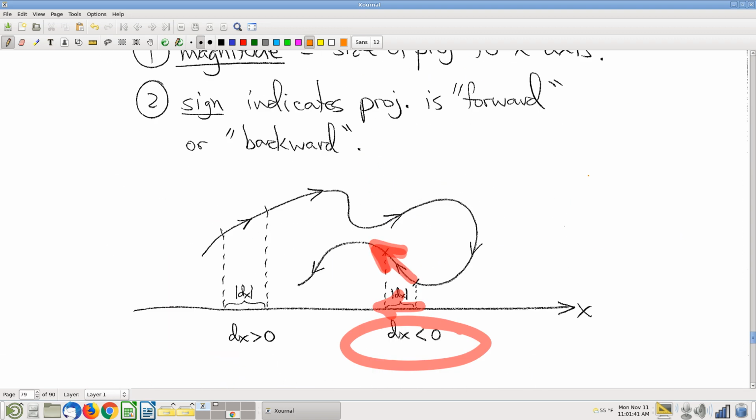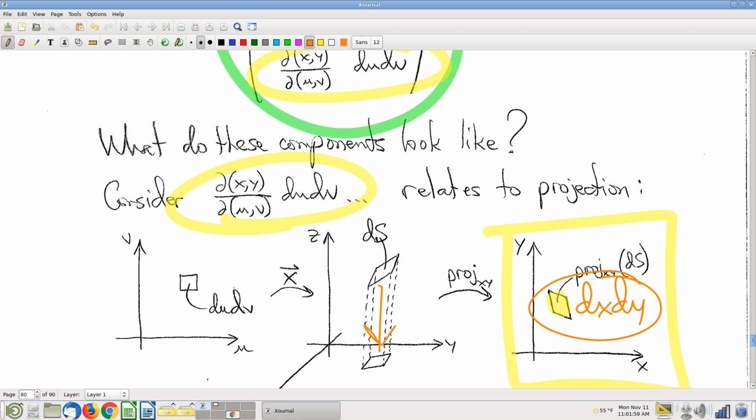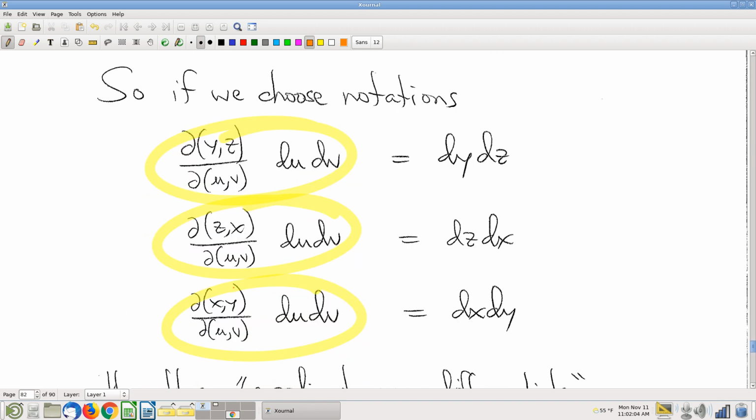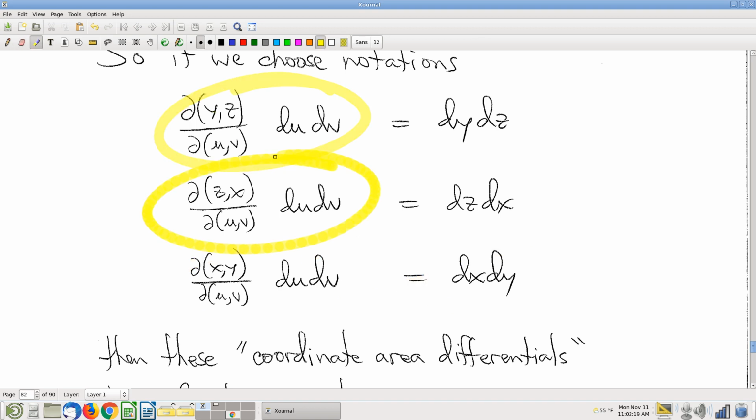Just like here, what are we going to call the oriented little projection there? Well, it's a piece of the x-axis, so how about we call it dx? Likewise, this thing here is a piece of the xy plane, so we're going to call it dx dy. And that's the choice that we make for all of these. And analogously, these other coordinates we're going to call dy dz and dz dx.